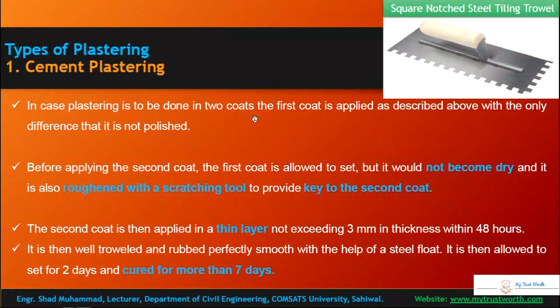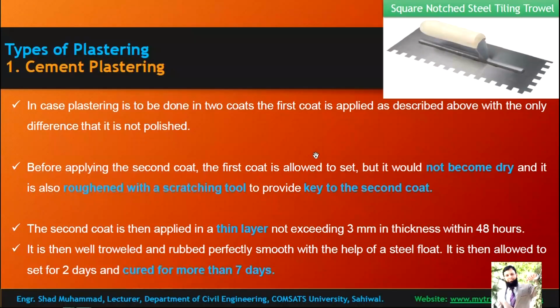In case plastering is done in two coats, the first coat is applied as described above, with the only difference that it is not polished. That is the only difference between first coat and second. When you need to provide a second coat, you should be aware that your first coat need not be polished. It should be rough, so that your second coat adheres to the first coat. Before applying the second coat, the first coat is allowed to set. Alright, this is important. Before application of second coat, first coat needs to be set.